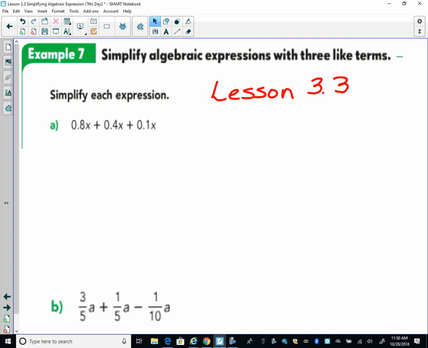We've also talked about the signs, the addition, subtraction, knowing when to add or subtract. And we always want to use the sign that is directly in front of the term. So let's start with example 7, question A.